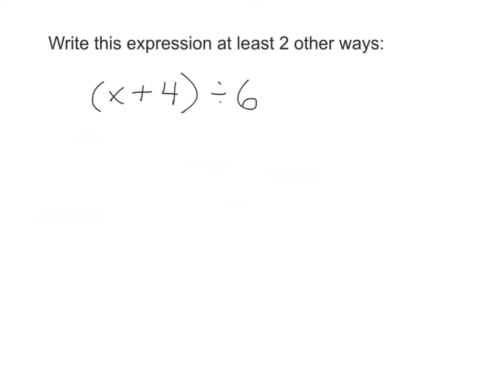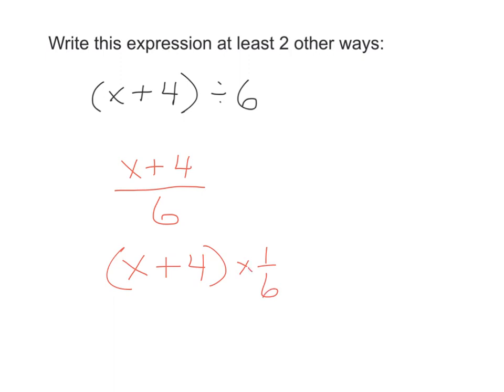Pause the video to see if you can come up with at least 2 other ways to write this expression. To begin, I could write x plus 4 and then all of that divided by 6. That would be the same thing. I could say dividing by 6 is the same as multiplying by 1/6. So I could say x plus 4, all of that times 1/6, even though I don't like that times in there. That times looks like an x.